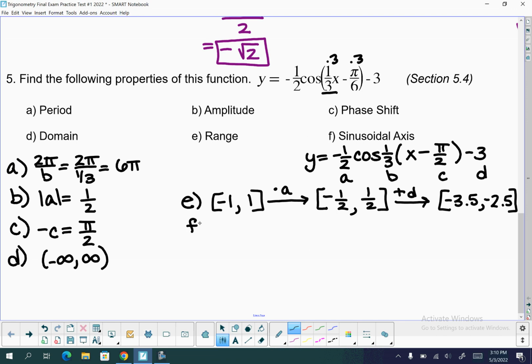Finally, the sinusoidal axis was y equals d. This was pretty much the horizontal line that created that vertical shift up or down. So in this problem, that would be y equals -3. That's going to go right through the center of your range. You can see there, it's going to go right through the center of your wave.